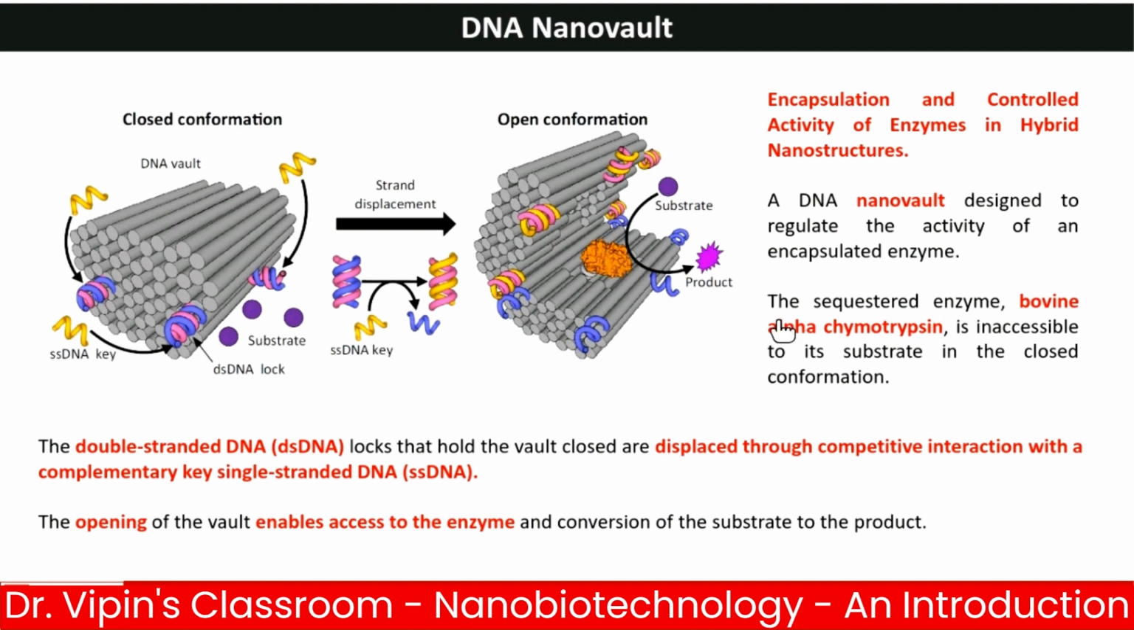The sequestered enzyme bovine alpha chymotrypsin is inaccessible to its substrate in the closed conformation. The double-stranded DNA locks that hold the vault closed are displaced through competitive interaction with the complementary key single-stranded DNA. So this basically is via toehold-mediated strand displacement that the lock would open. The opening of the vault enables the access of enzyme and conversion of the substrate to the product. So this is one example.